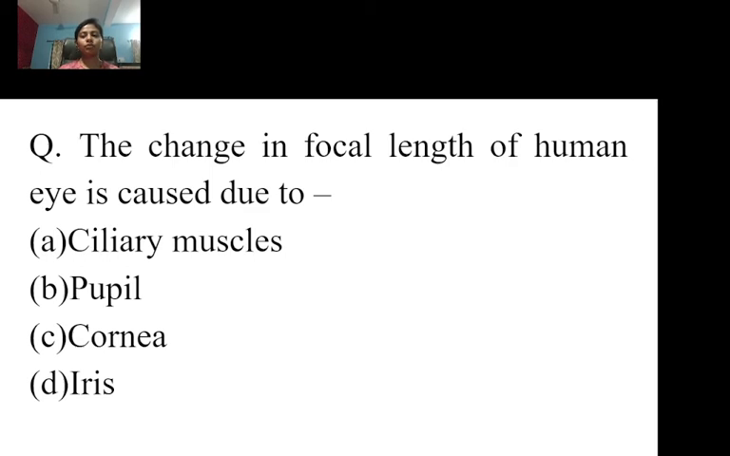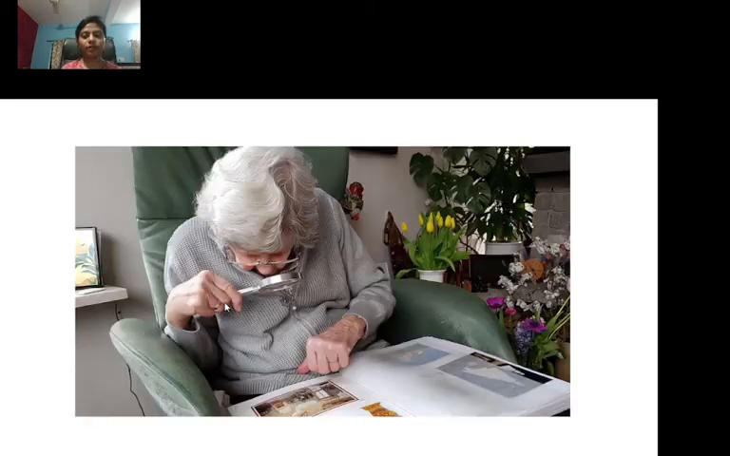Yes, Bittu. Yes, come on. Yes, ciliary muscles. You are right.